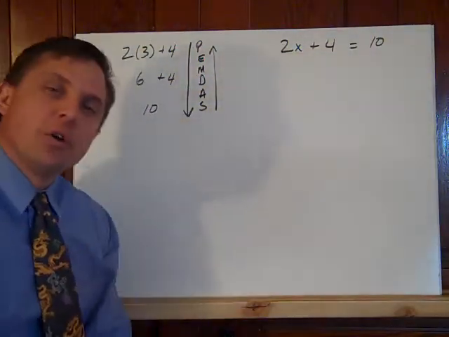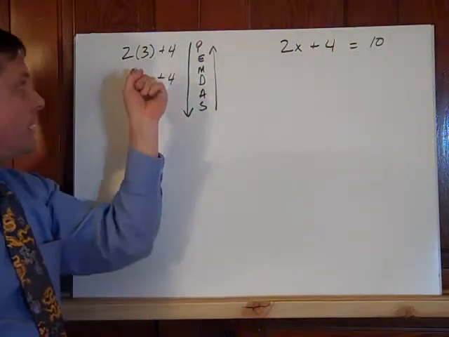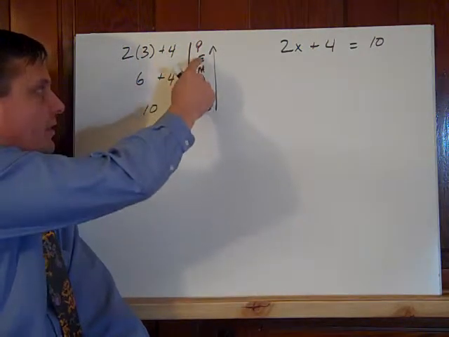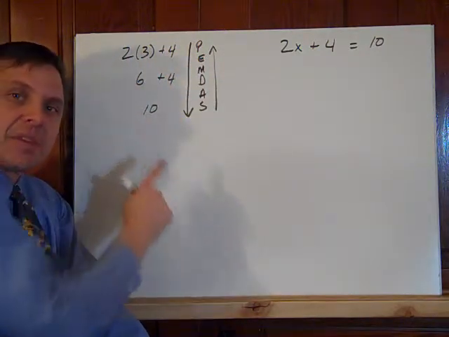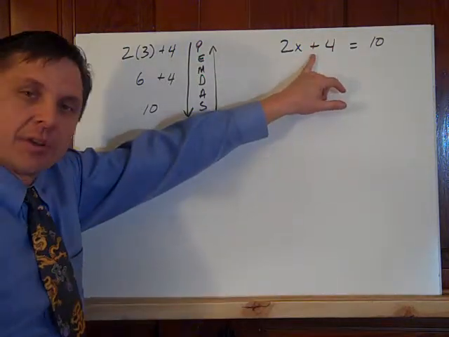So, kind of using that thought process, what if I have 2x plus 4 and it equals 10, and I want to find out that x is 3. I'm using the same problem. Well, over here we use PEMDAS: parentheses, exponents, multiply, divide, add, subtract to get to 10. If we're going to work this backwards, we have to work this backwards.